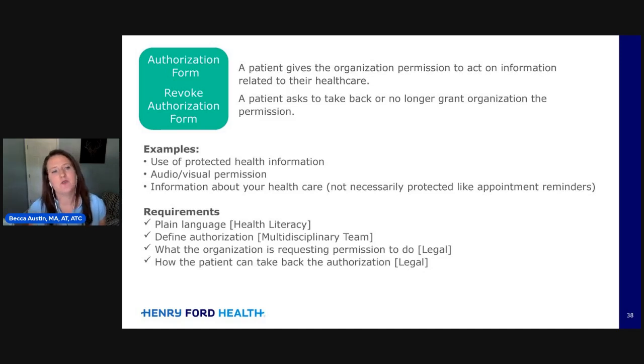So, authorization form and revoke authorization form. A patient gives the organization permission to act on information related to their healthcare, or for revoke, a patient asks to take back or no longer grant the organization permission. So some examples are use of protected health information, audio or visual permission, information about healthcare. For example, I authorize Henry Ford Health to leave a voicemail regarding my appointment reminders.